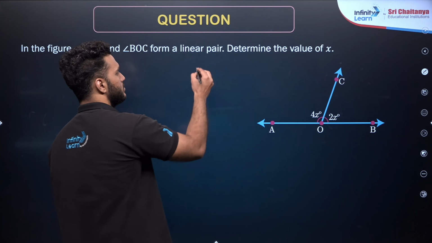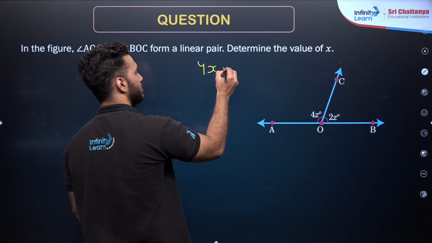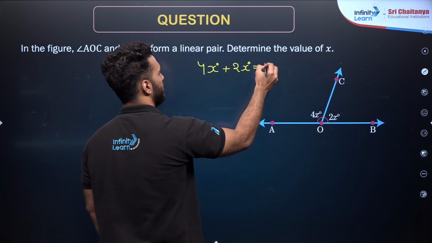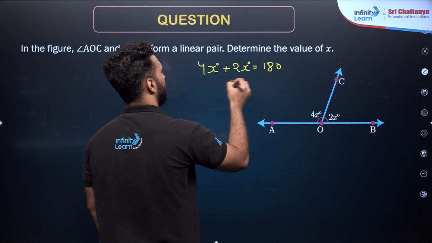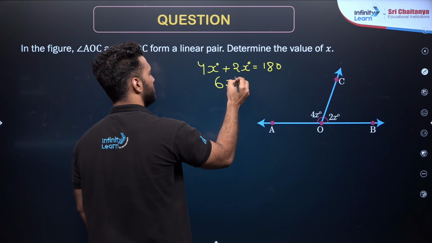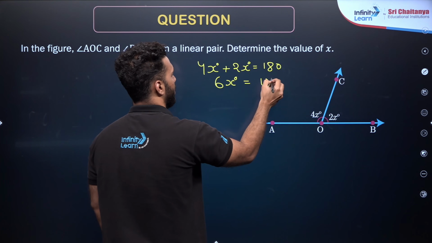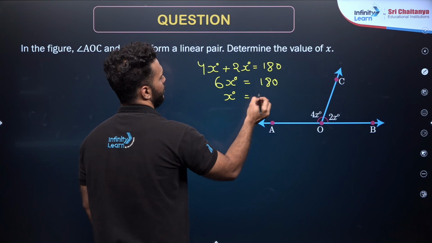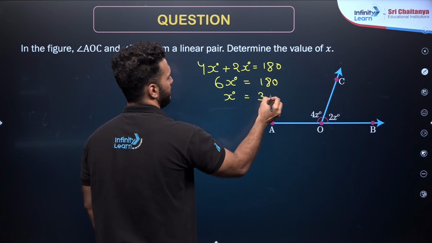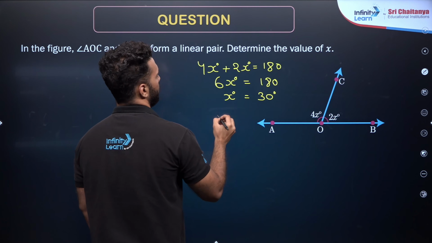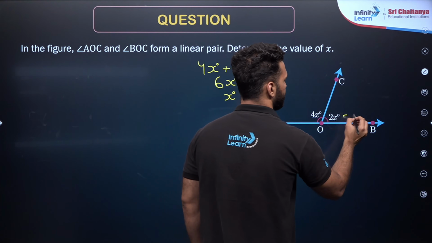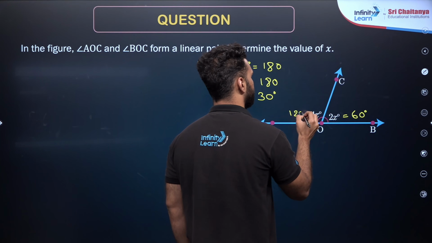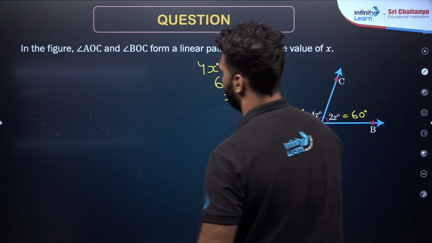So what can you do? 4x degree plus 2x degree should be 180. Now from here we get 6x degree equals 180. Then the value of x degree is 30 degree. So now you can find the value of 2x is 60 degree and 4x is equal to 120 degree. Any doubt till yet, anyone?